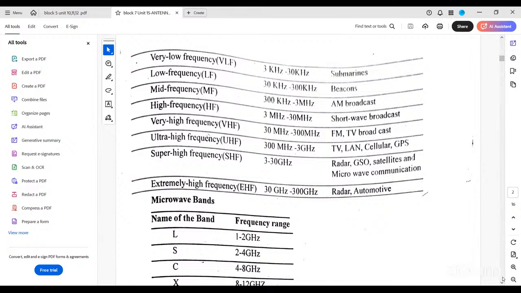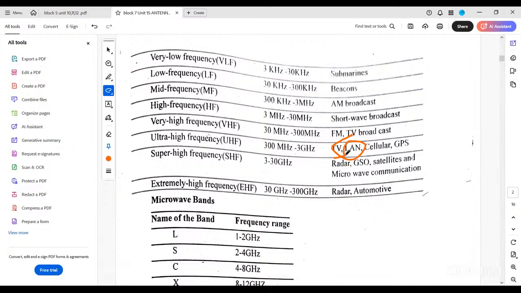Whatever we use at present in radars, satellites, and microwave communication, which one are we using? Super high frequency, SHF. Applications, which one is used for which? Ultra high frequencies are used for TV, LAN, cellular, and GPS. What is the term LAN here? Yesterday we discussed it: local area network.